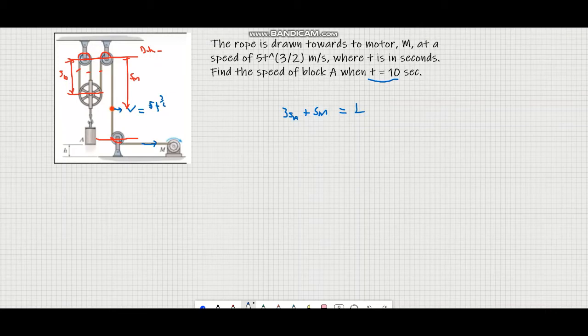If I take the first derivative, it's going to be 3VA, where block A is moving, times 3, plus the motor's chain velocity Vm equal to 0. So we set up our velocity equation as well. What do we need? We know that the velocity of m is 5t to the power of 3/2. So 3VA plus 5t^(3/2) is equal to 0. So the velocity of A is 5/3 t^(3/2).